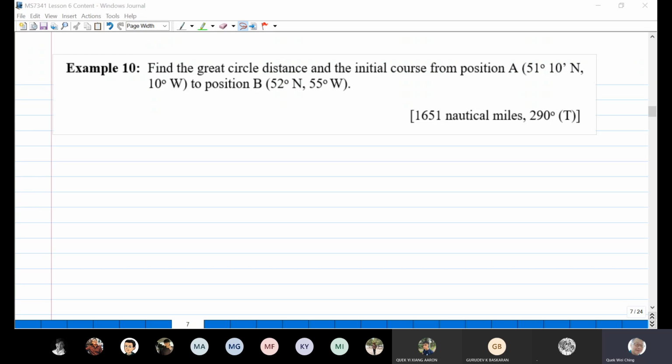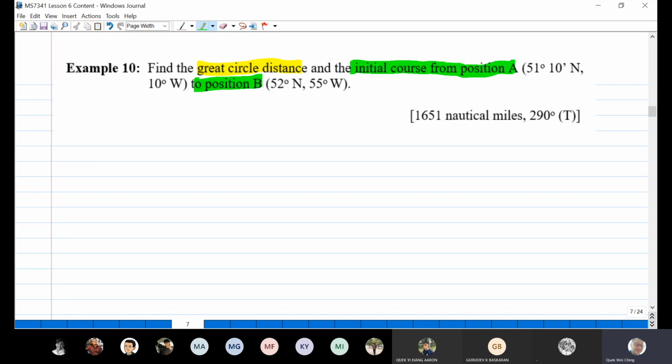So great circle distance, what is that? And the initial course, what is that? Actually, from point A to point B. Two positions are given, and you want the course from point A to point B.